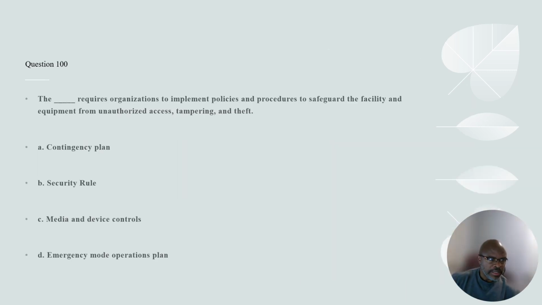Our first question: the requires organizations to implement policies and procedures to safeguard the facility and the equipment from unauthorized access, tampering, and theft. We have four possible answers. Answer A, contingency plan. Answer B, security rules. Answer C, media and device control. Answer D, emergency mode operation plan.